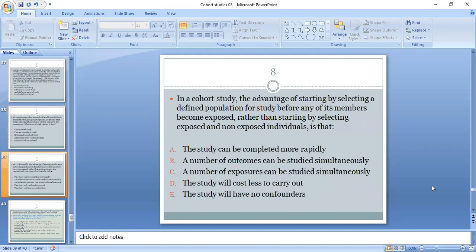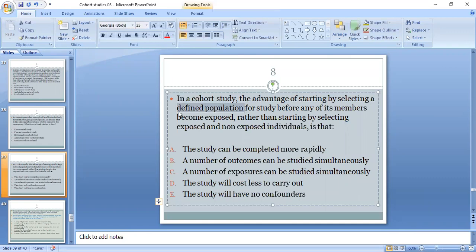Eighth MCQ. In a cohort study, the advantage of starting by selecting a defined population for study before any of its members become exposed, rather than starting by selecting exposed and non-exposed groups, is that the study can be completed more rapidly, a number of outcomes can be studied simultaneously, a number of exposures can be studied simultaneously, the study will cost less to carry out, the study will have no confounder. What is the advantage of selecting a defined population?